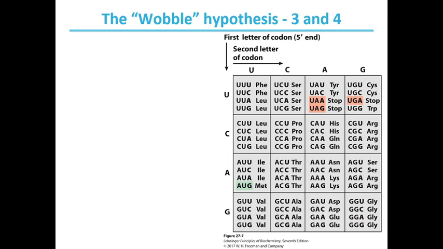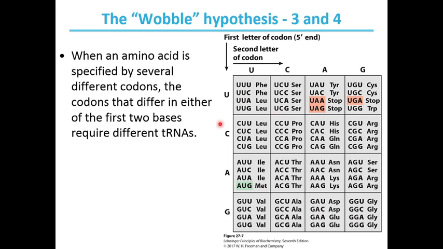The Wobble hypothesis 3 states that when an amino acid is specified by several different codons, the codons that differ in either of the first two bases require different tRNA. For example, arginine: AGA, AGG, CGG, CGA, CGC, and CGU. There are 6 different codons that code for arginine.